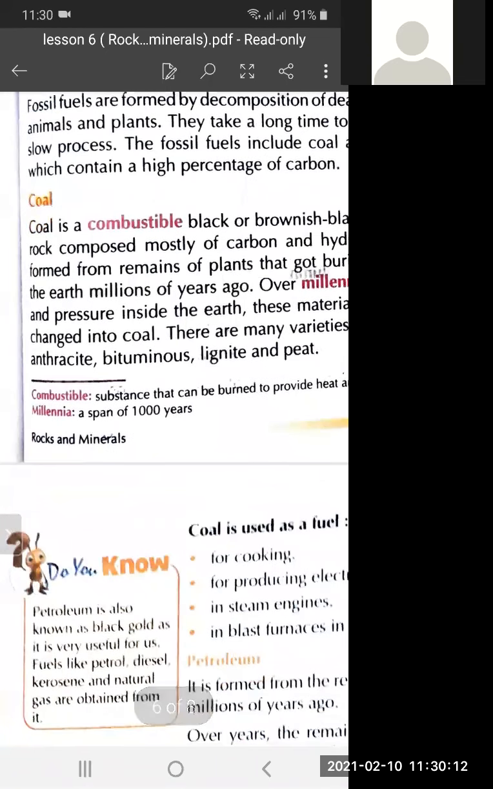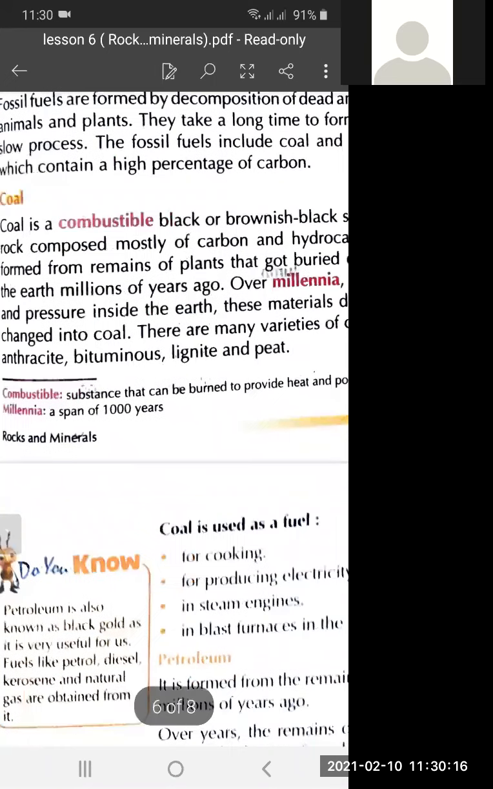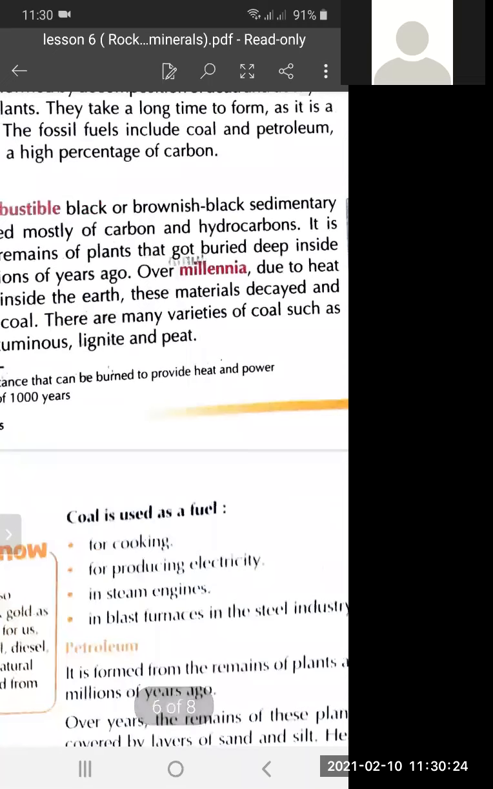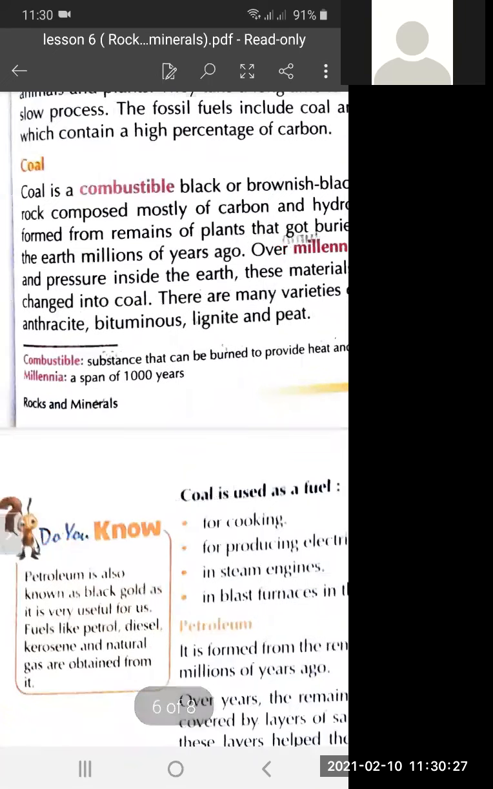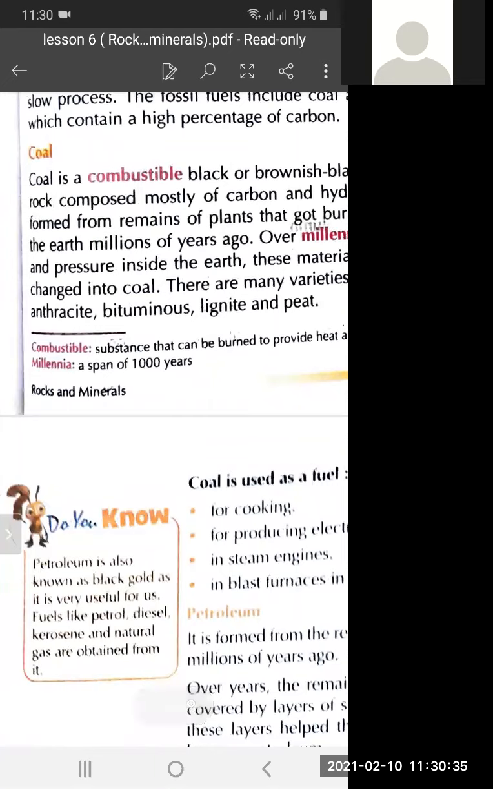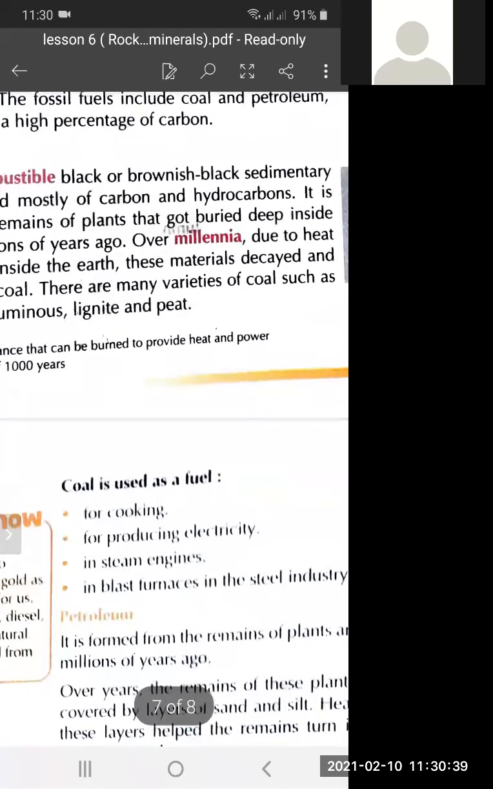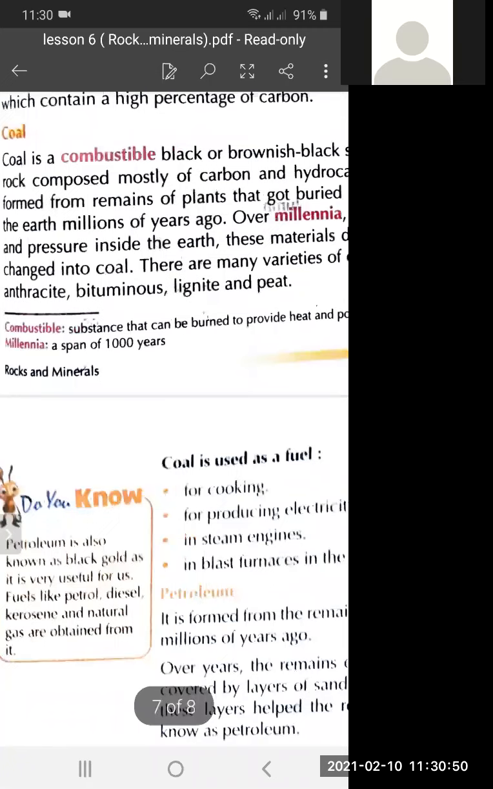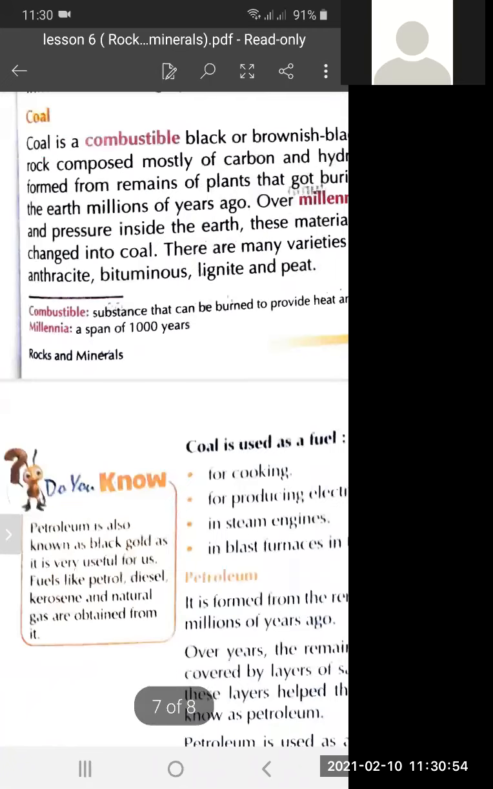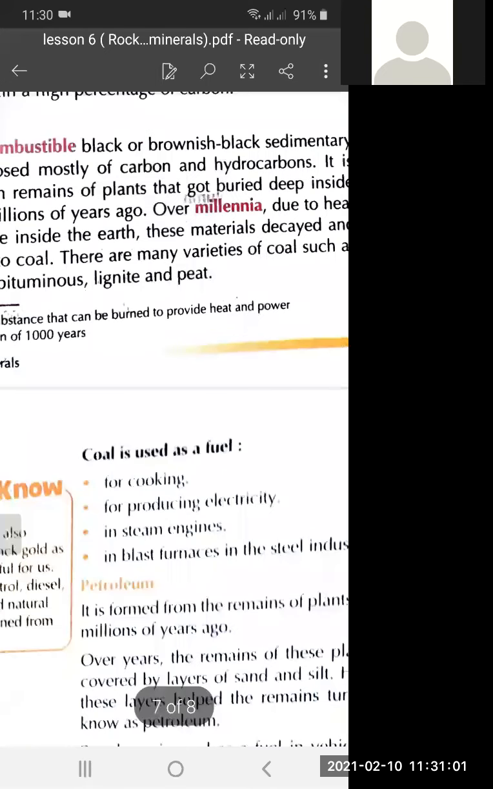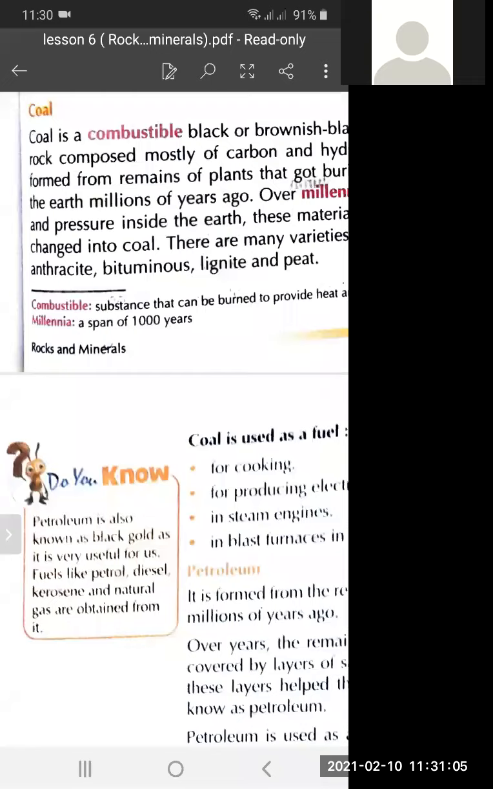Now coal is a combustible black or brownish-black sedimentary rock composed mostly of carbon and hydrocarbons. It is formed from the remains of plants that got buried deep inside the earth millions of years ago. Due to heat and pressure inside the earth, these materials decayed and changed into coal. There are many varieties of coal such as anthracite, bituminous, lignite and peat.